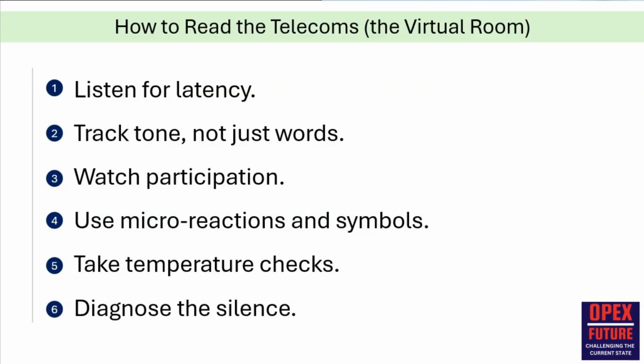6. Diagnose the silence. In digital spaces, silence is the trickiest signal. Is it because people are aligned? Is it because they're confused? Is it because they're checked out? Right? Here's a tactic. Name it. Say, I know this is quiet in here. Does that mean agreement or are there concerns we need to bring up? By naming the silence, you create permission for people to speak.